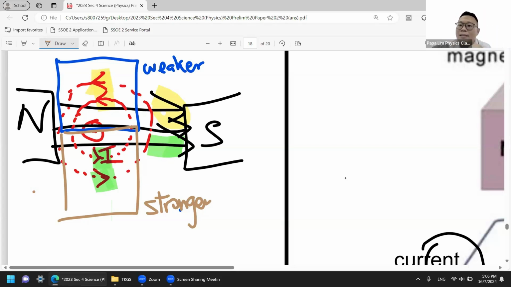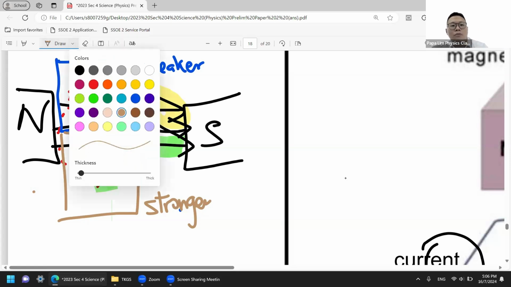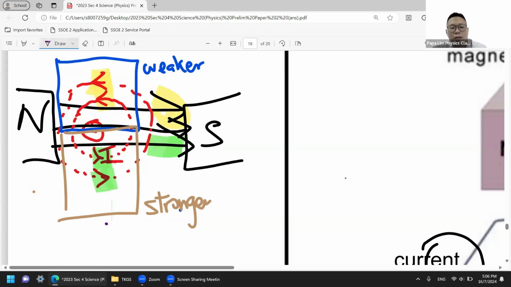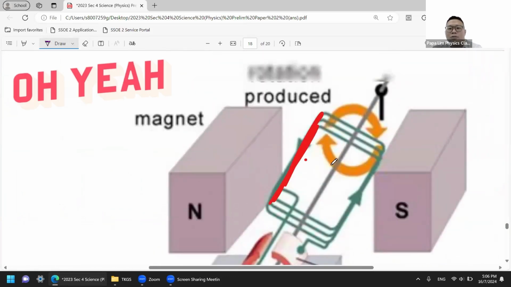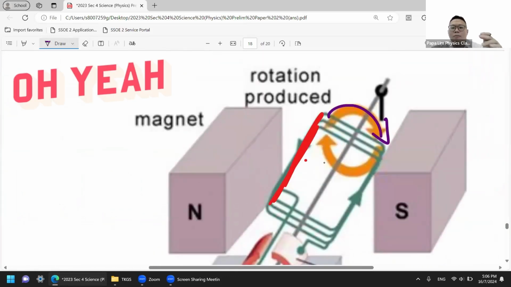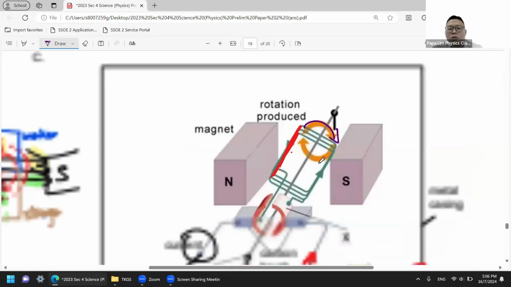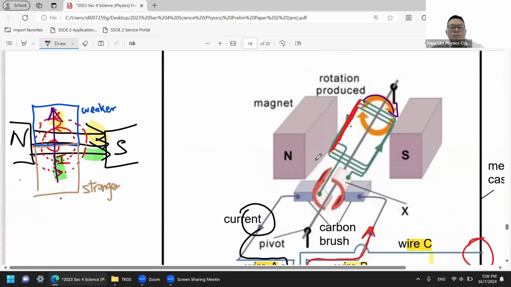Where is that force being exerted? It's always in the direction from the strong magnetic field to the weak magnetic field. That's why I know a force will be exerted in the upward direction, from the strong field to the weak field. When the force is exerted from the bottom up, it pushes the wire in a clockwise direction, this way. So the rotation of the coil is due to the difference in magnetic field strength on the top side and the bottom side of the wire.